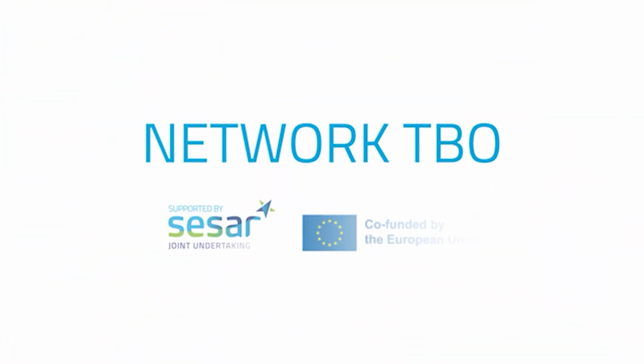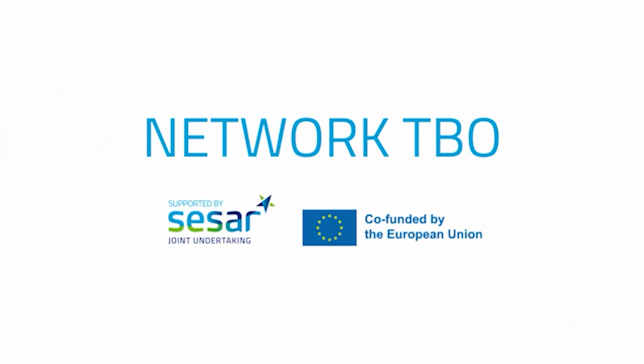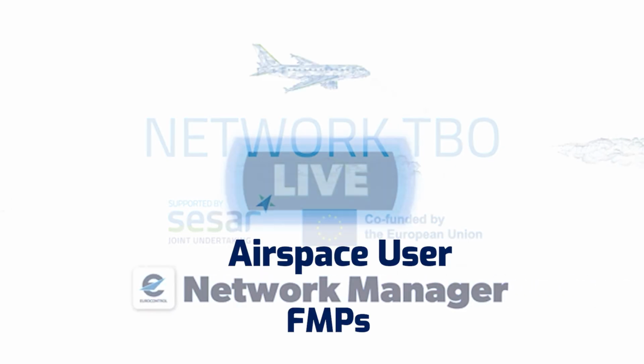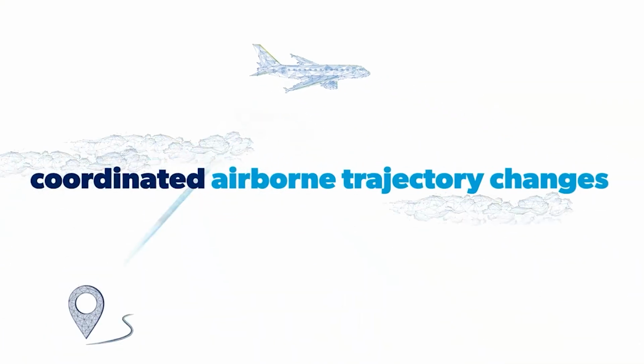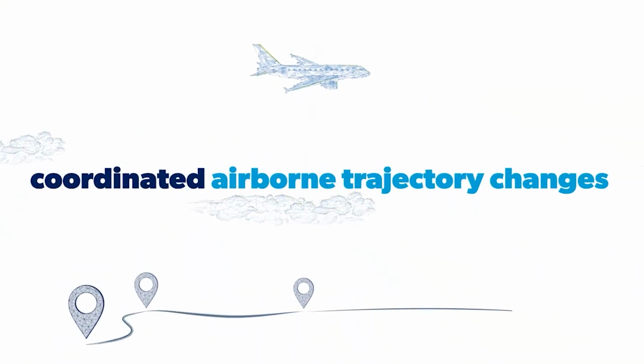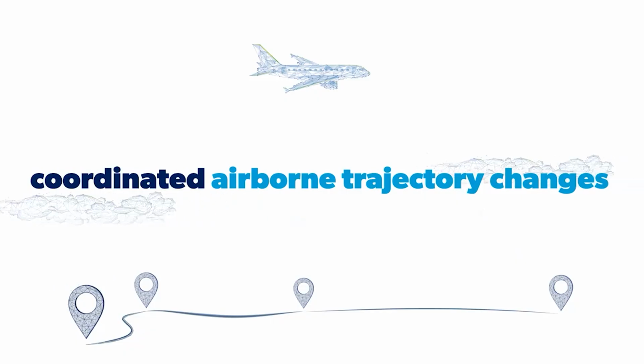European aviation is entering a new era. Trajectory-based operations, a collaborative and predictable way to manage flights across the network. The objective of Network TBO Solution 2 is to define how airspace user, FMP and NM can rely on a single shared trajectory, collaboratively planned, predictable, and dynamically updated throughout the flight.